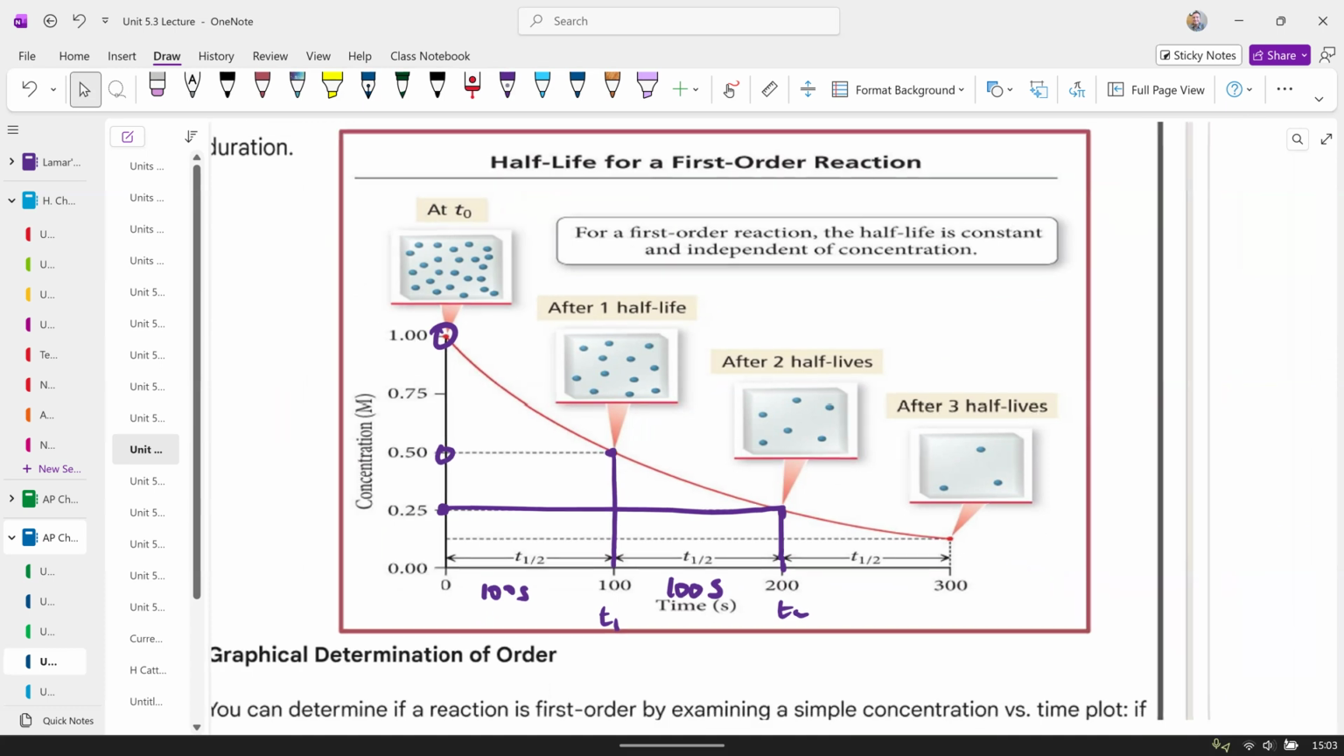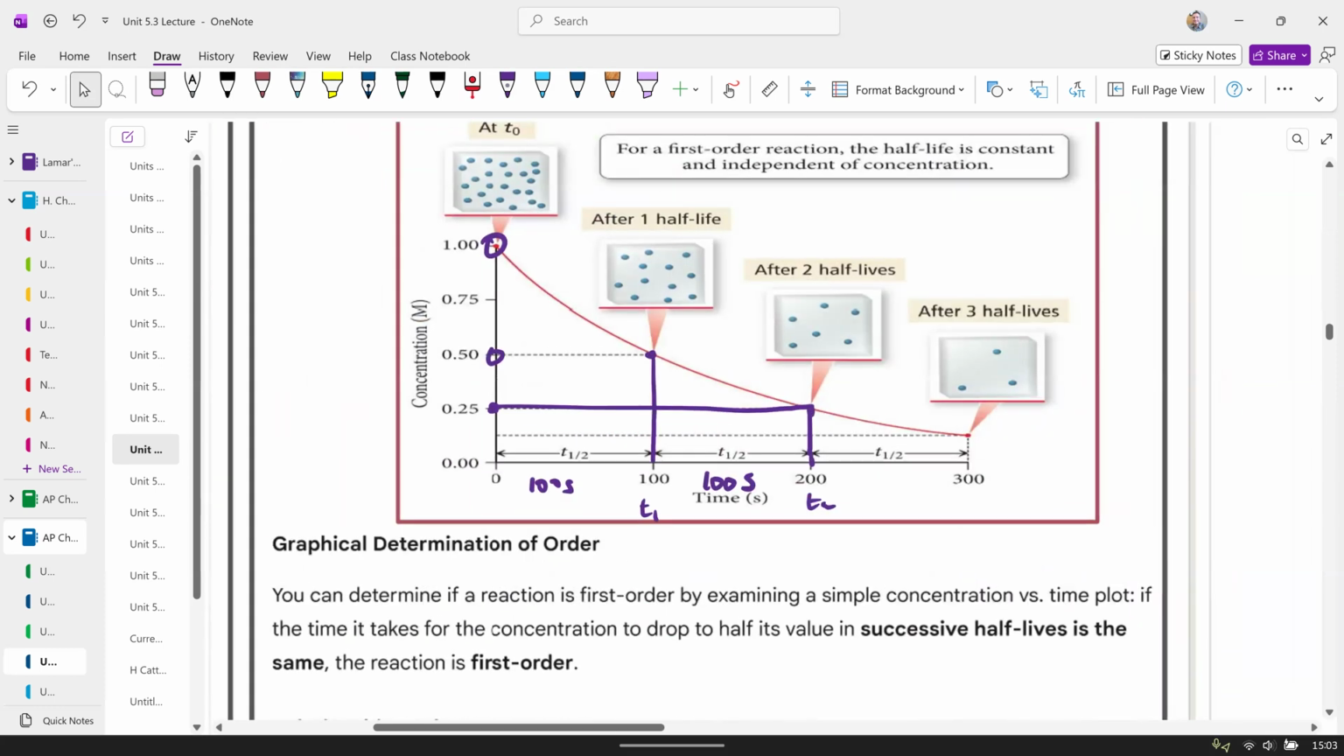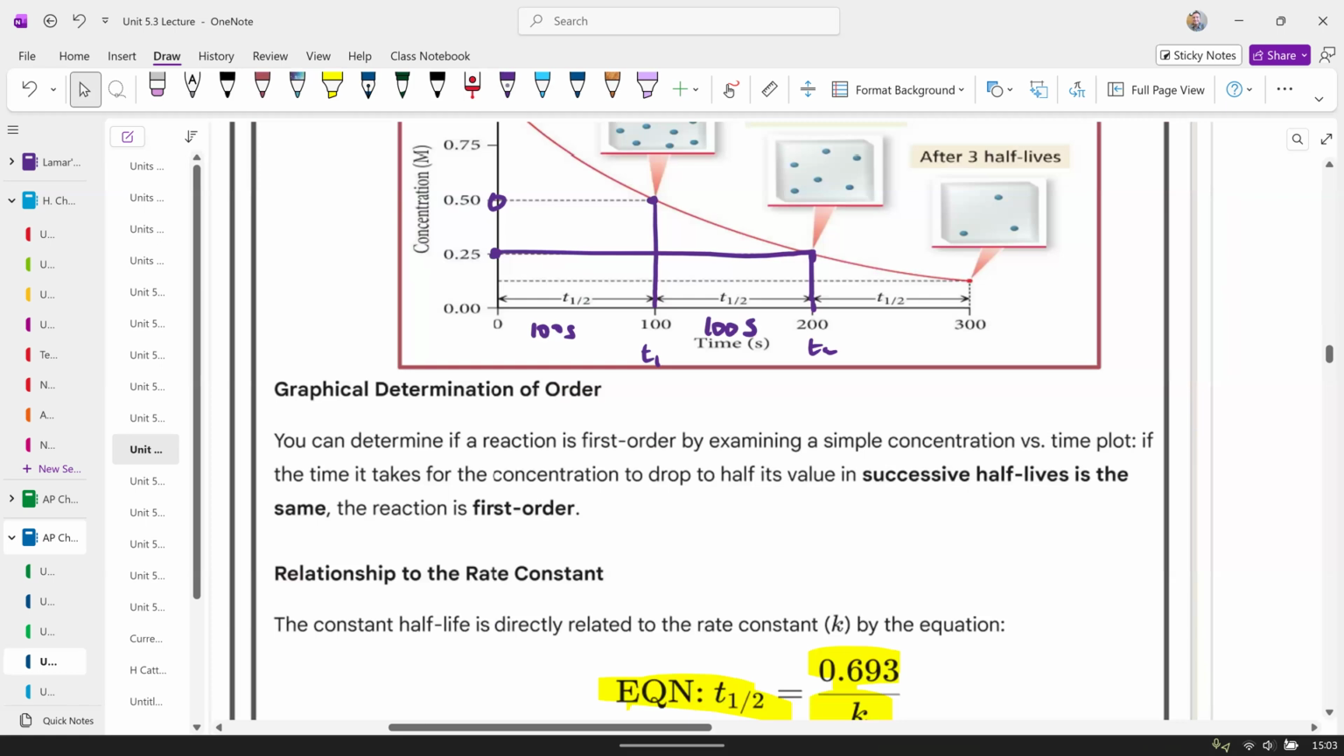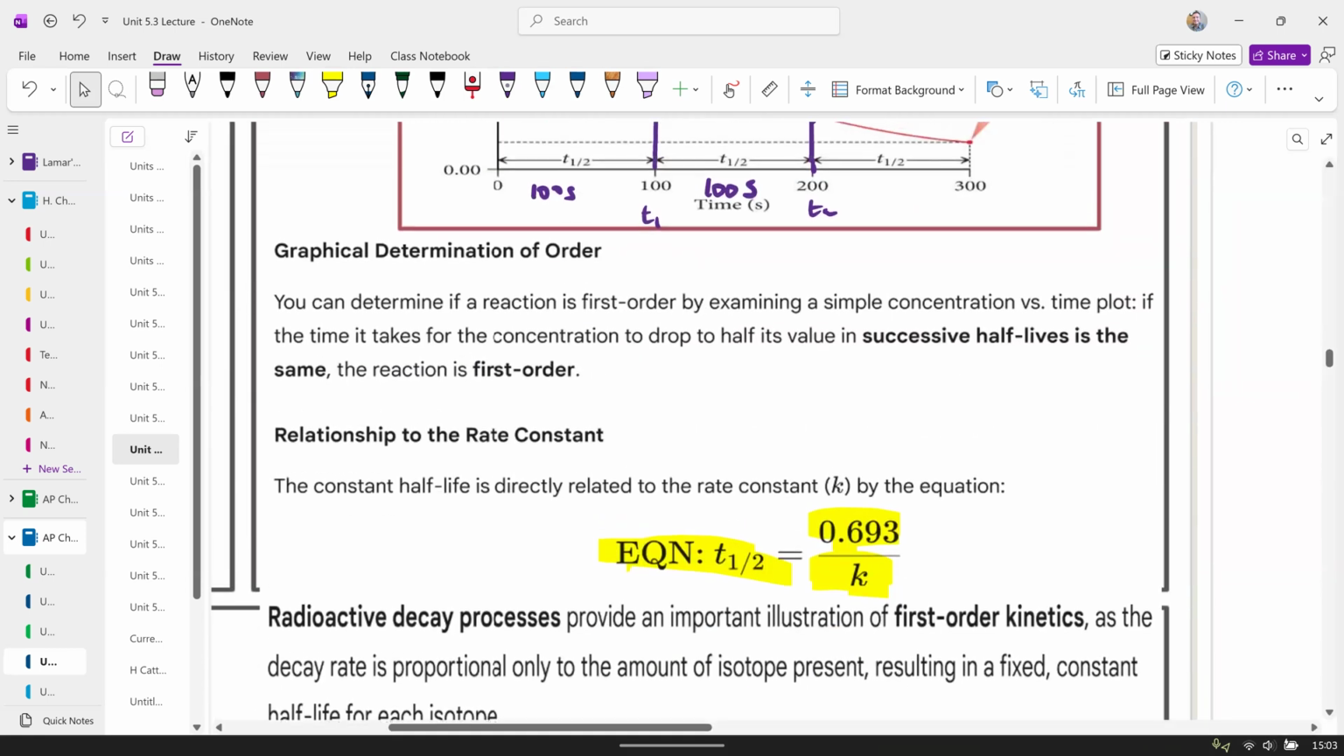Graphical determination of the order: you can determine if the reaction is first order by examining a simple concentration versus time plot. If the time it takes for the concentration to drop to half its value in successive half-lives is the same, the reaction is first order. That's what we just said. And we can see from the equation again that the half-life is independent of concentration. There is no need to express concentration in determining the half-life, even from using the equation.